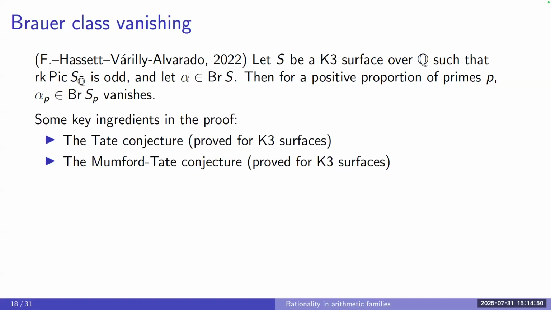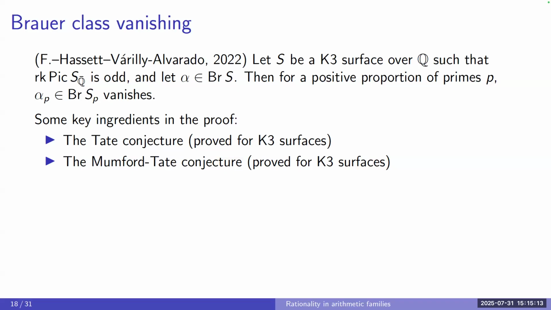And so maybe I'll mention some of the key ingredients in this proof. We use the Tate conjecture, which has been proved for K3 surfaces, and we use the Mumford-Tate conjecture, also proved for K3 surfaces. The idea being that we can understand these new algebraic classes mod p by studying Galois representations and allowing p to vary.